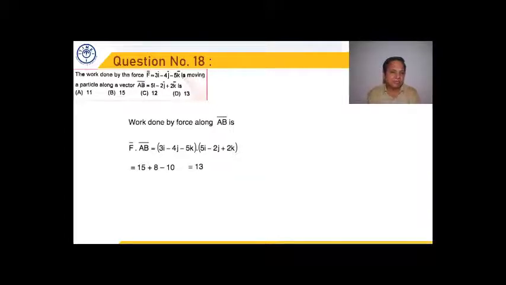So we use the basic formula: work done is equal to force into displacement. The force was given in vector form and the displacement was given in the form of the AB vector. So we applied the AB vector with the force vector to get the work done along AB. 15 plus 8, 23, minus 10 is 13. Looking at the choices, our answer is choice D.